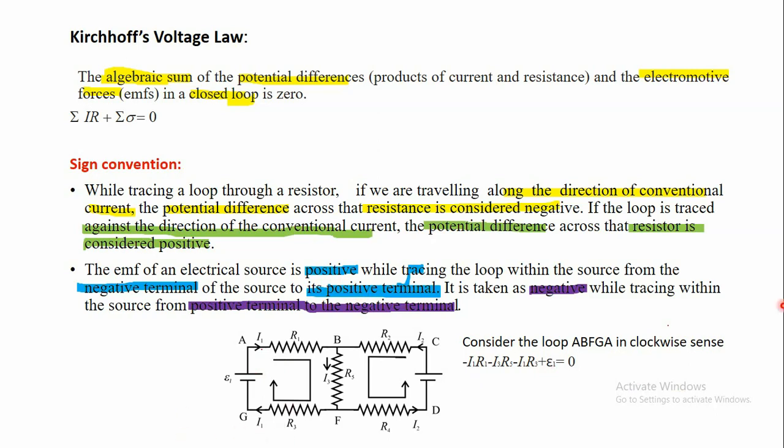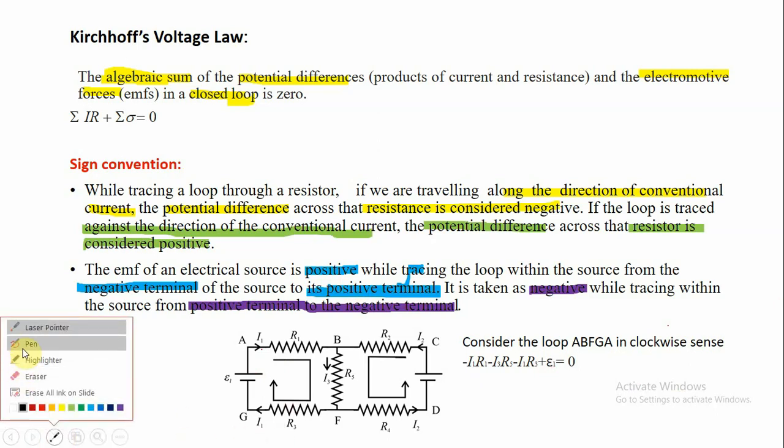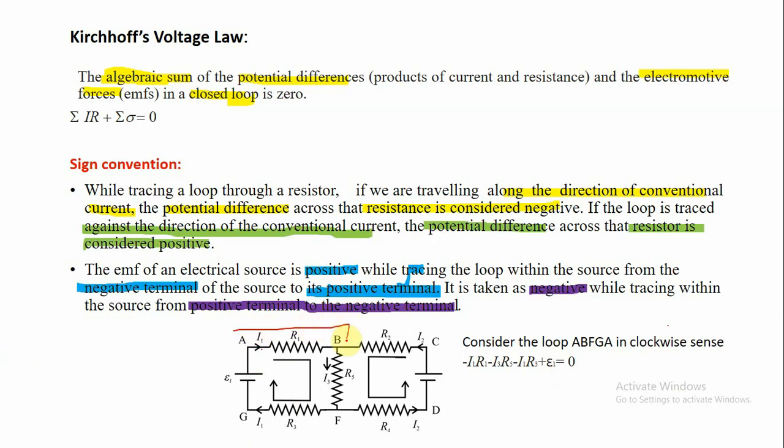Did you get it? If we are traveling like this, we are crossing from the negative terminal to the positive terminal. I started from here at A and I have to reach A again. So in the direction of current minus I1 R1, minus I3 R5, minus I3 R3, and from negative terminal to positive terminal, plus E1, and everything is covered. Three resistances covered, one EMF covered. So in this loop everything is covered, so it equals 0.